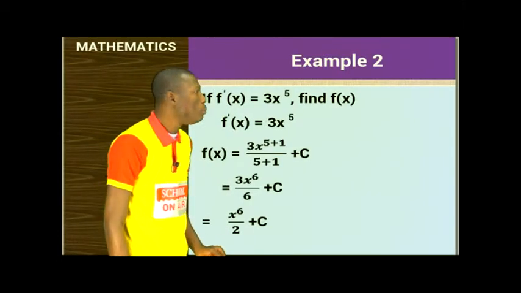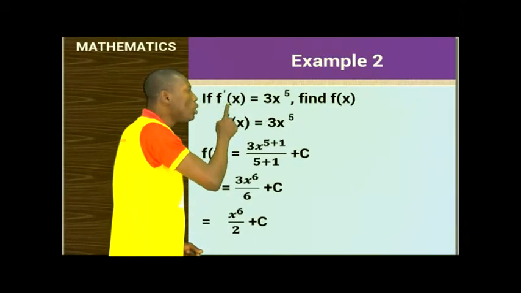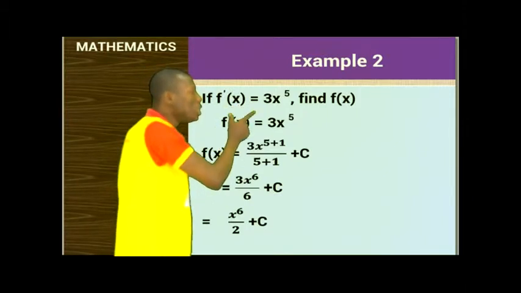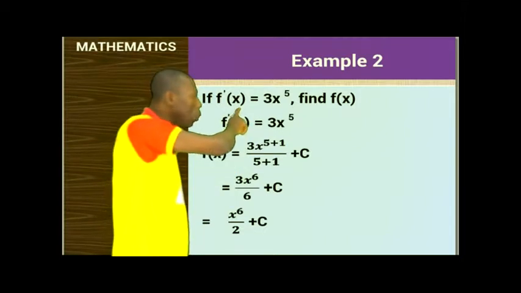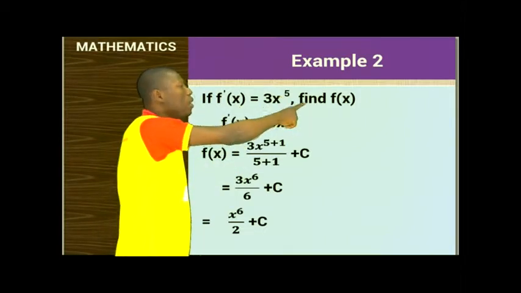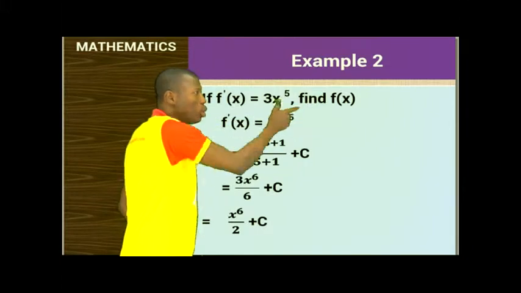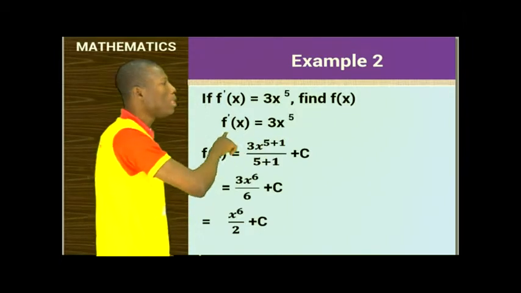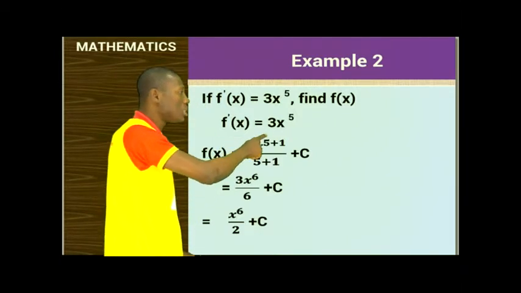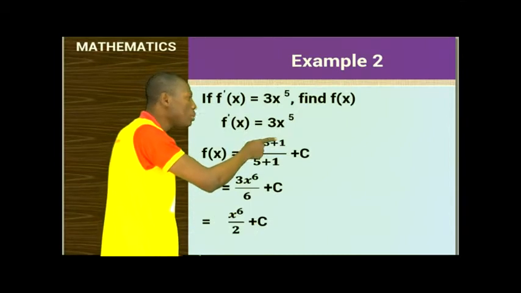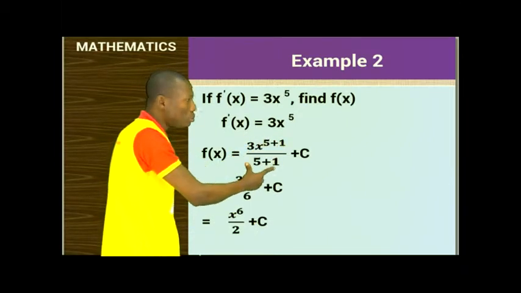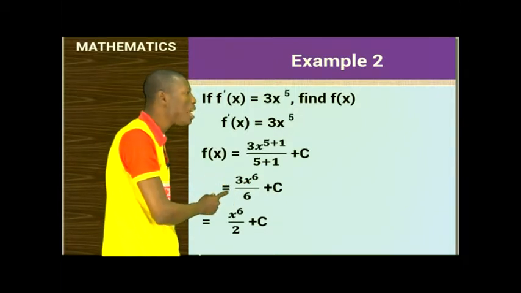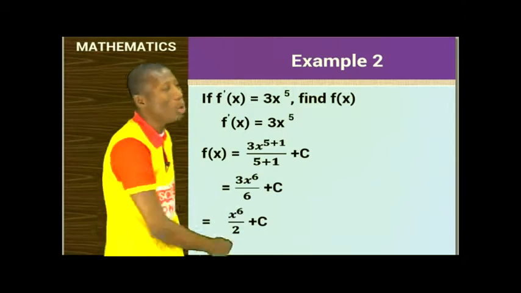This is another example. If f prime of x, that is dy/dx, is what you have when you differentiate f of x, and dy/dx is equal to 3x raised to power 5, find f of x. That is the equation of this function. Now this one is the gradient, and this one is the equation of that function. Now, when f prime of x is equal to 3x raised to power 5, I add 1 to 5, then I have 6. I use 6 to divide this function, then I have 3 over 6, which is 1 over 2, so I have x raised to power 6 all over 2 plus c.